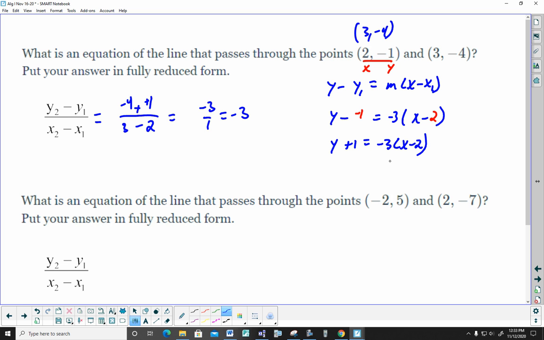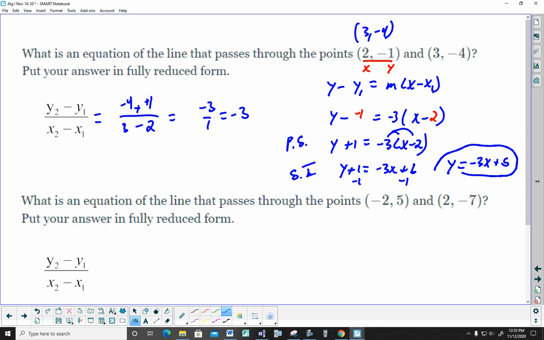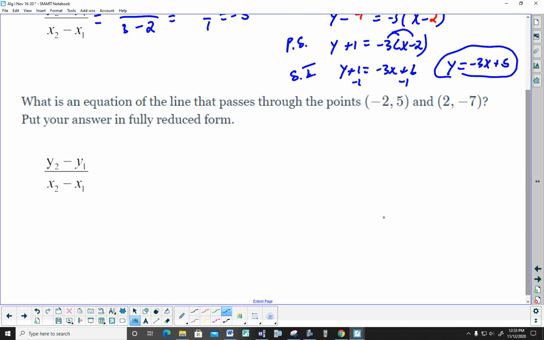Now for all the answers in your homework, if they ask for point-slope, you would be finished. But they're asking for your answer in slope-intercept form. So you keep going. Distribute the negative 3 in. Subtract the 1. So your answer in slope-intercept form is negative 3x plus 5. And you're finished. Okay? So you're using point-slope form to get there.